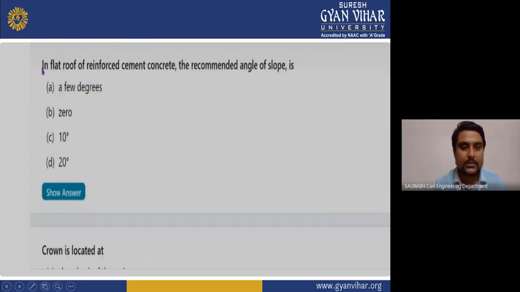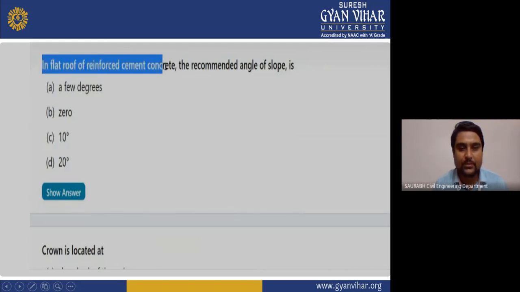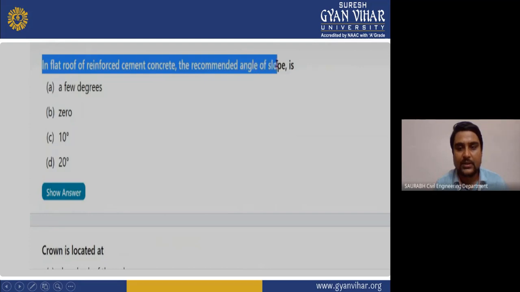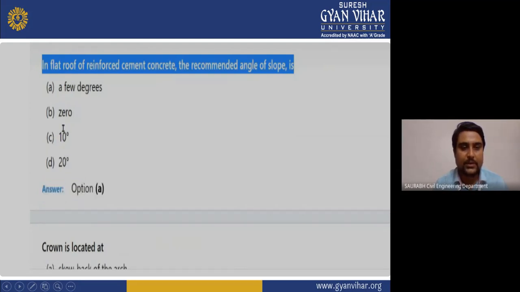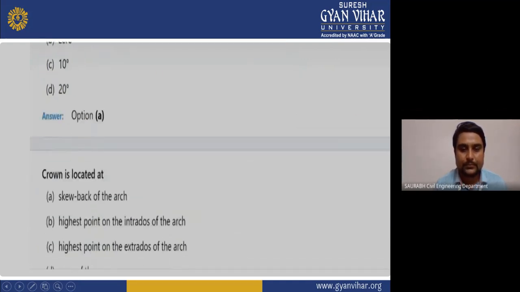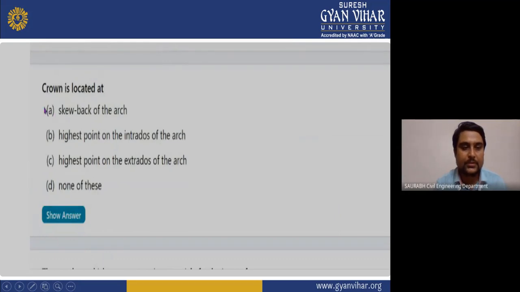Come on the next question. In a flat roof of reinforced cement concrete, the recommended angle of slope is? Options are a few degrees, 0 degree, 10 degree, 20 degree. Here the right answer will be A. That will be your right answer.